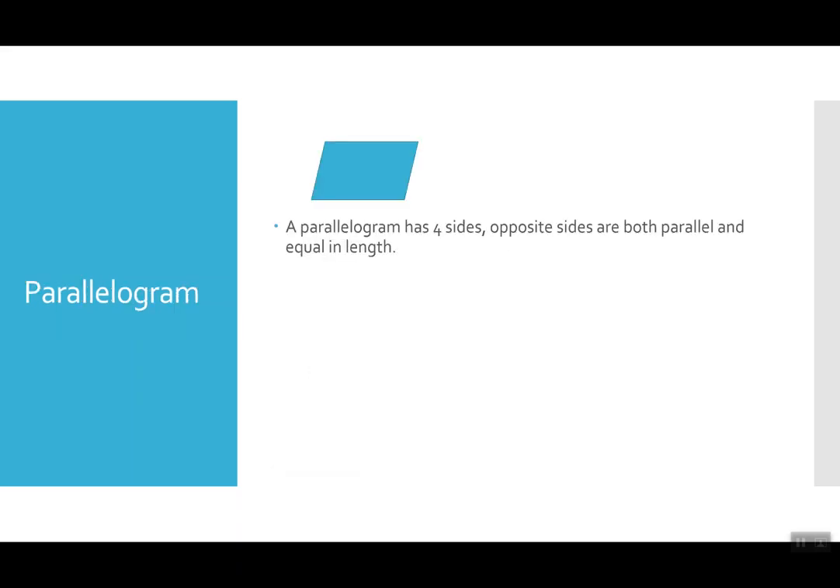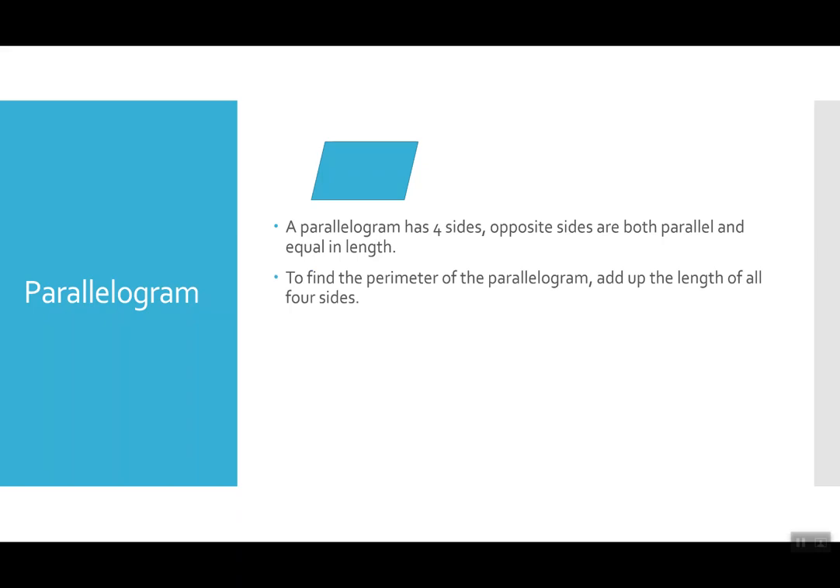Our next type of quadrilateral is called a parallelogram. It has 4 sides. Opposite sides are both parallel and equal in length. So the trapezoid, I only had 1 set of parallel sides, and they didn't have to be equal in length. Now I have 2 sets of parallel sides, and parallel sides are always equal in length.